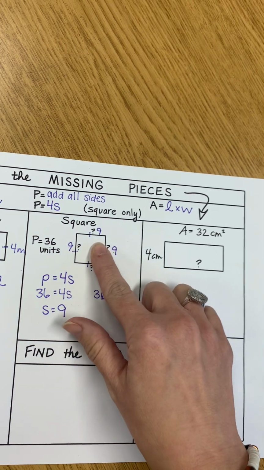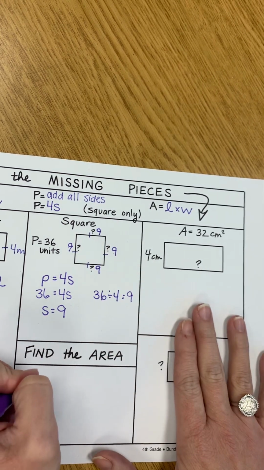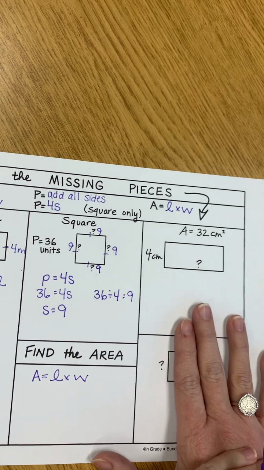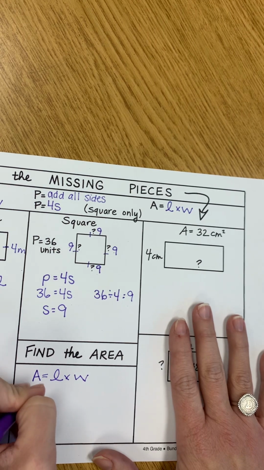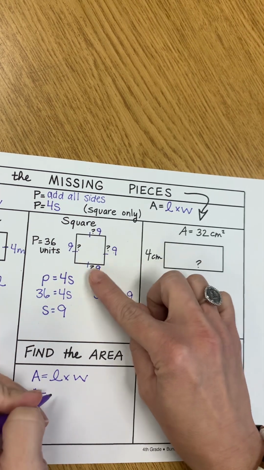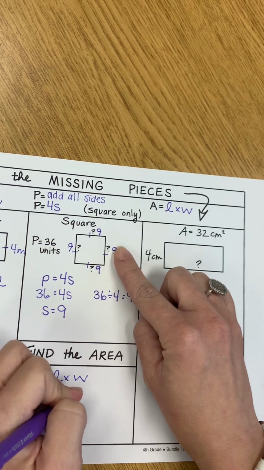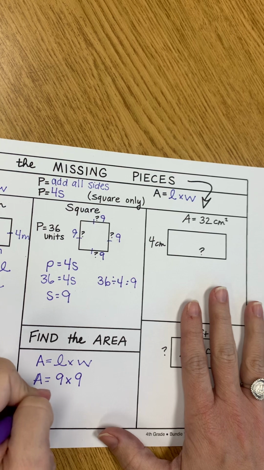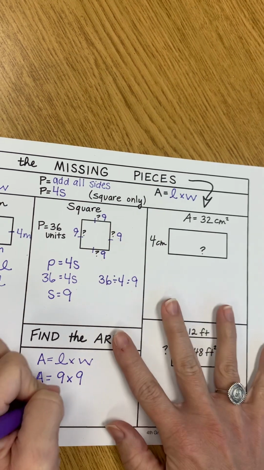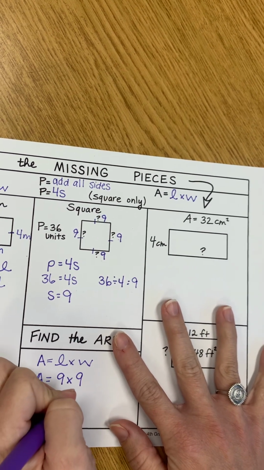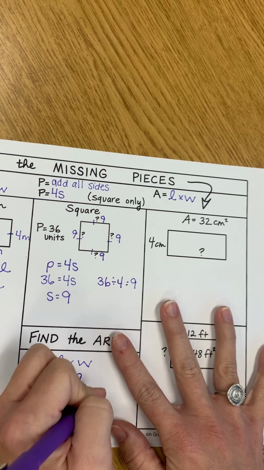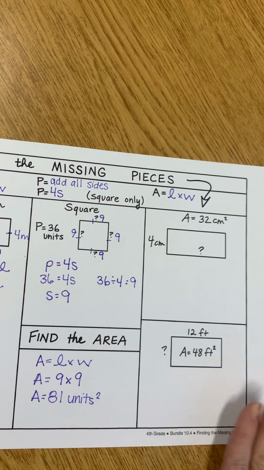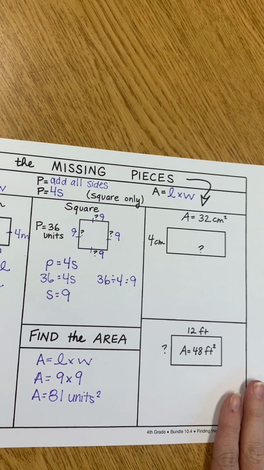Next, they want us to find the area for this shape. Area's formula is length times width. Okay? To find the area for this square, I'm going to do length times width. It's that easy. So our area for this square, 9 times 9, is 81 square units. You write it like this. That little 2 means squared, like two-dimensional, squared shapes, squared units.